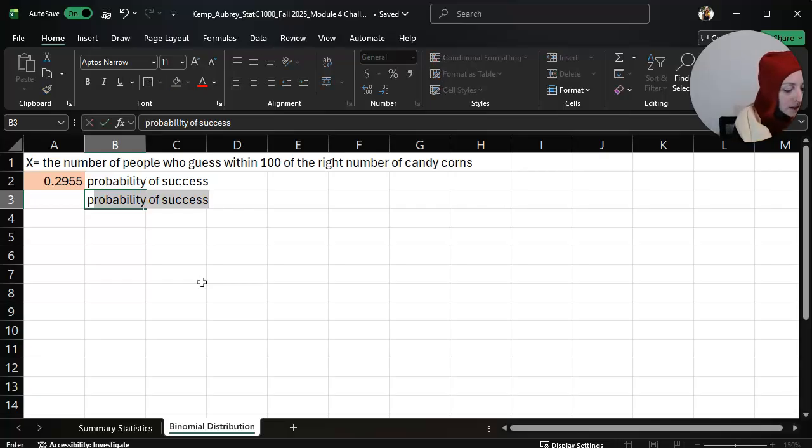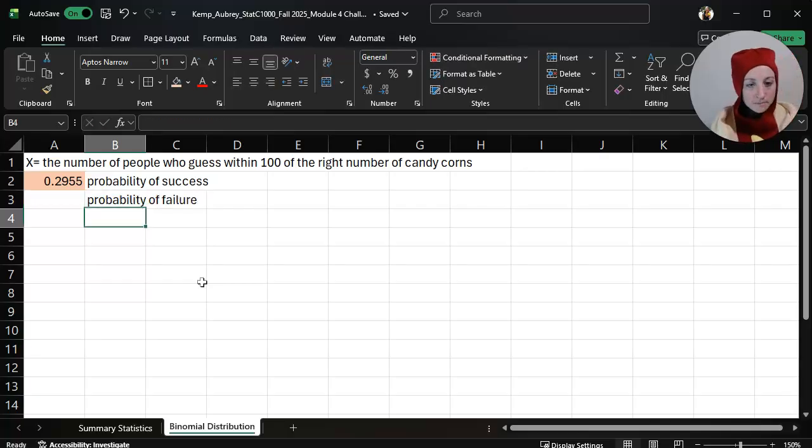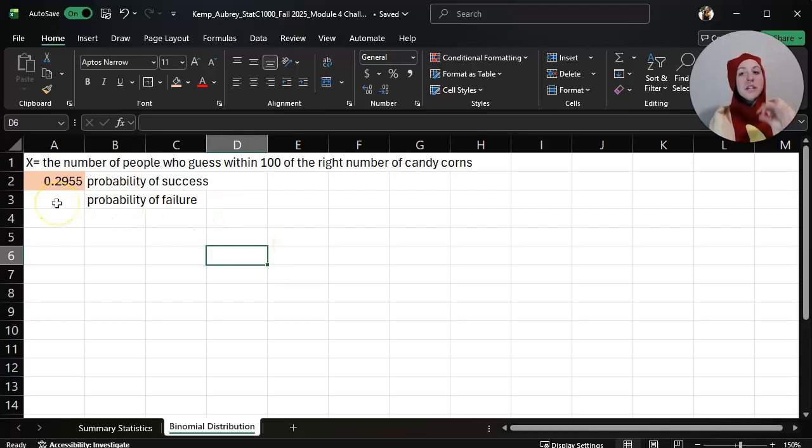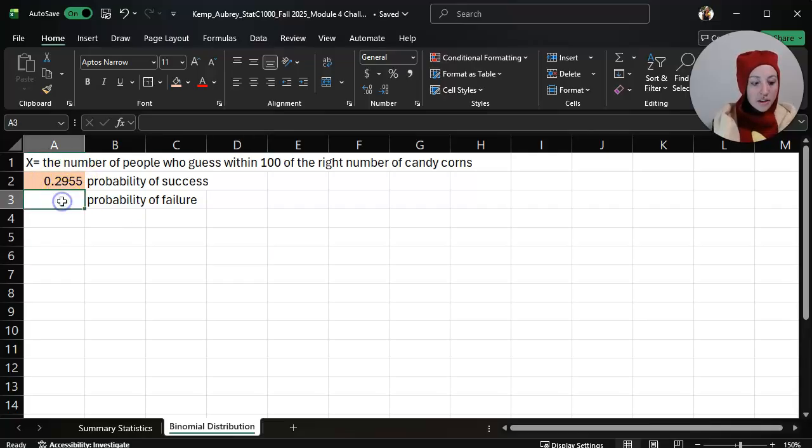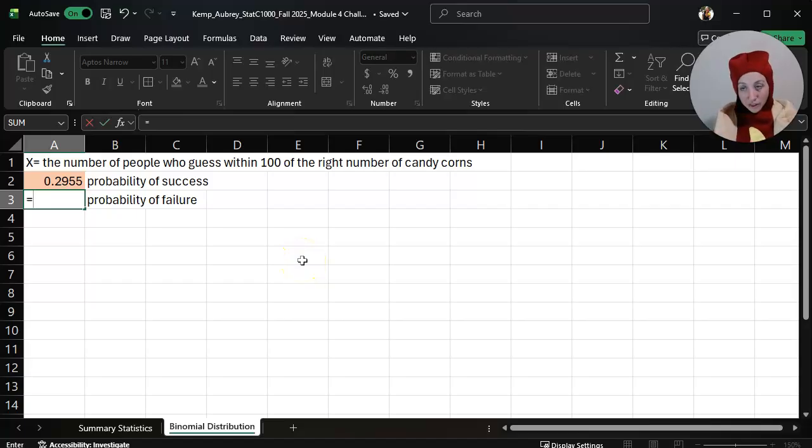So let's then find the probability of failure. Again, the probability of failure is the complement of the probability of success. So if the probability that one person guesses within 100 is this number, then the probability that someone guesses not within 100 would be 1 minus it, because the probability of success and the probability of failure need to add up to 1 or 100%. That needs to take up the entire sample space. We can't have anything falling outside of these events happening.